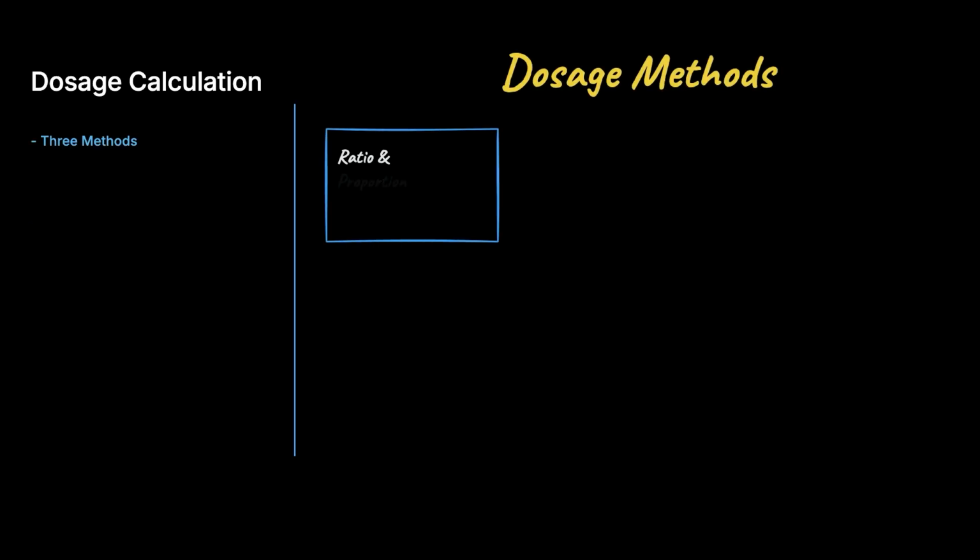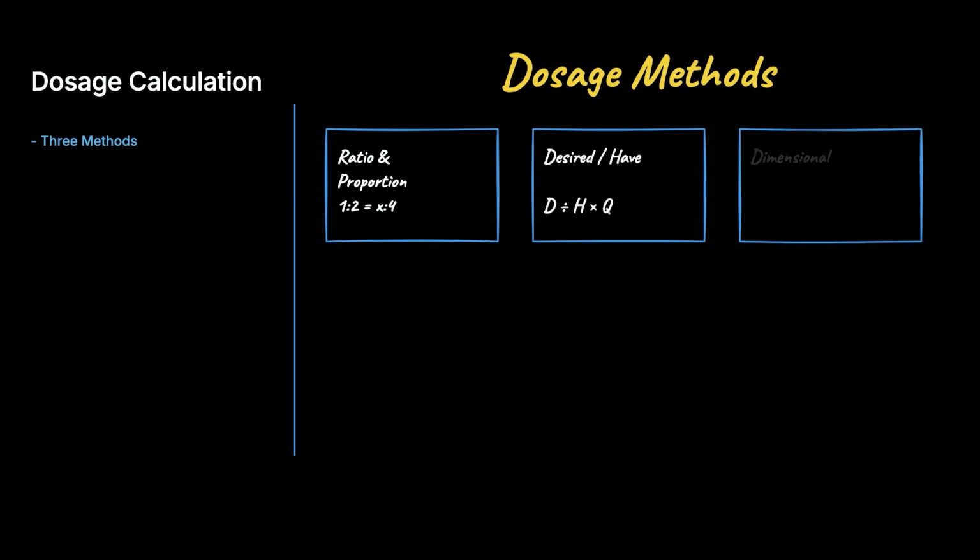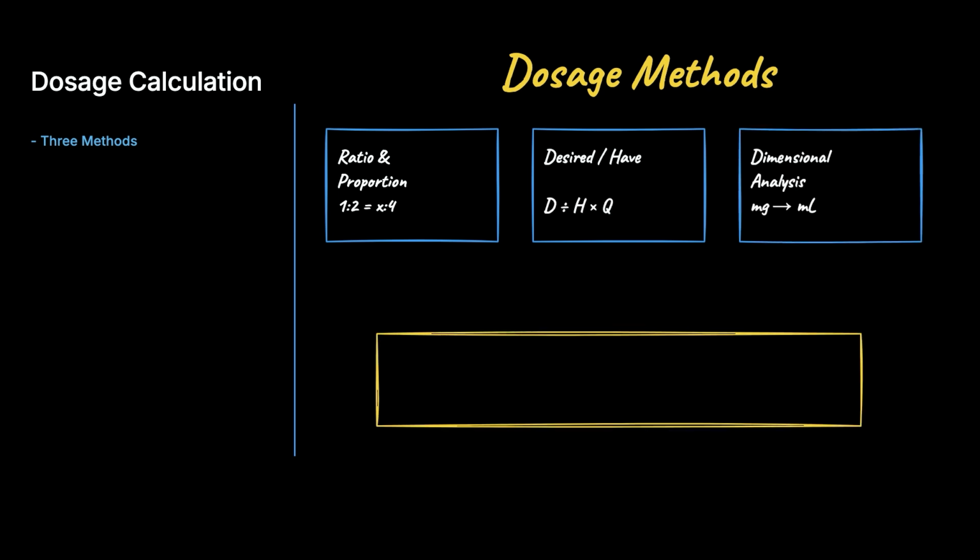Our final major topic is dosage calculation, which makes many students nervous, but you can absolutely master it. There are 3 equally correct methods to choose from. The first is ratio and proportion. The second is the desired over-have formula. The third is dimensional analysis. Pick the one that makes the most sense to you and use it consistently.